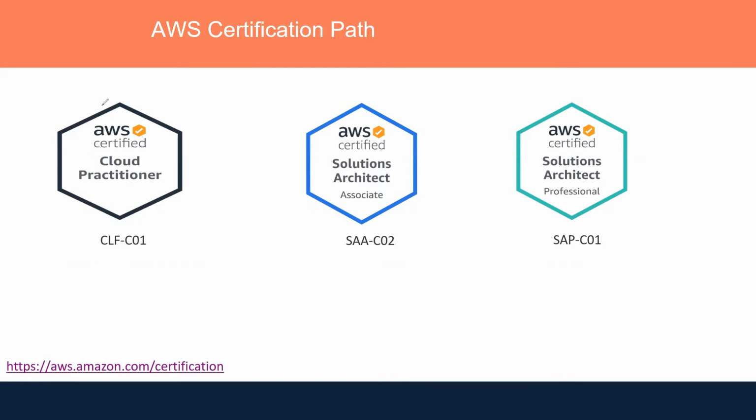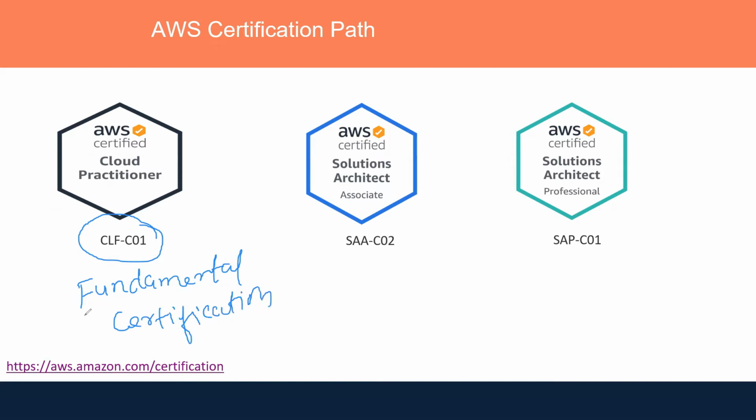In this, there is the AWS Certified Cloud Practitioner, and this is the certification code. This is a fundamental level certification, a fundamental certification course, where if you have 6 months of AWS knowledge and basic knowledge of AWS, you can go and attempt this Cloud Practitioner certificate.